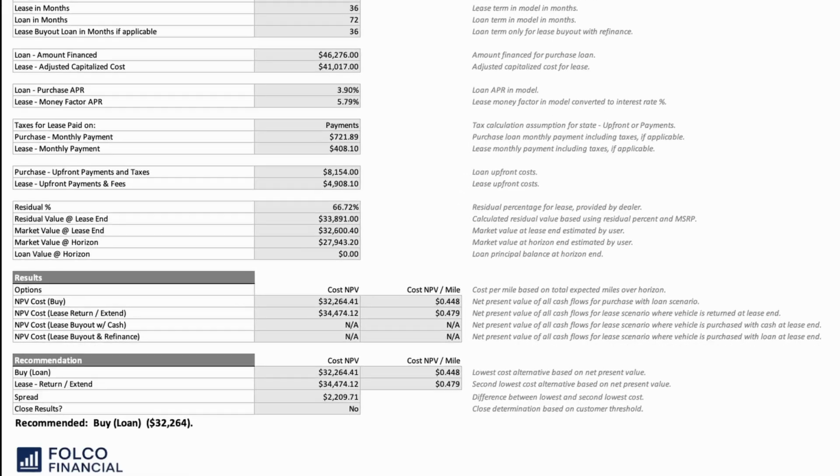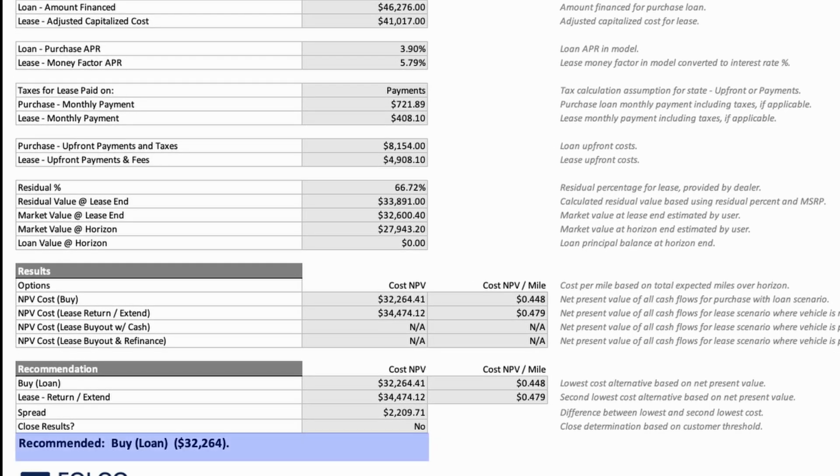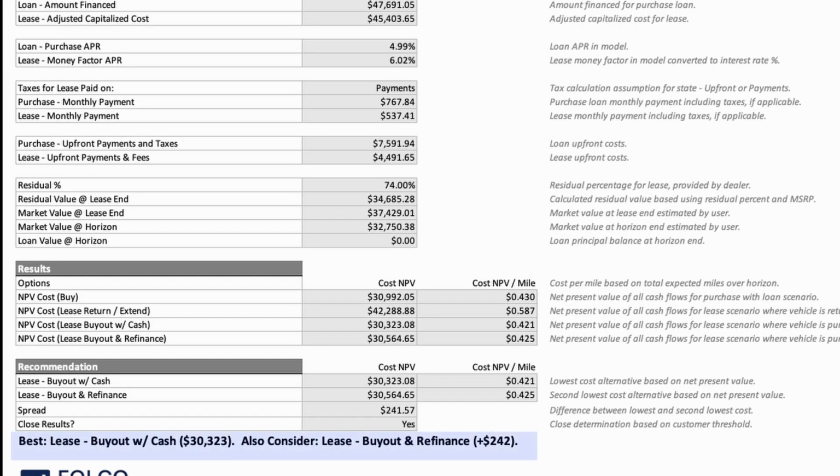For the F-150, the best choice is purchase with loan. Its net present value is lower than a straight lease, and a lease buyout doesn't make sense here because the residual value at lease end is higher than the estimated market value, so there's no equity to capture. Extending with a second lease to reach the same 6-year horizon also costs more overall. For the Tacoma, the model recommends lease buyout with cash or lease buyout and refinance. A straight purchase comes close, but here the residual value is lower than the market value, creating equity for the lessee and making a buyout the smarter play.